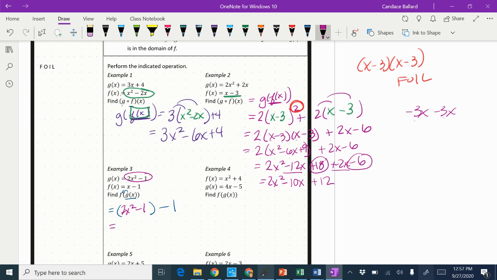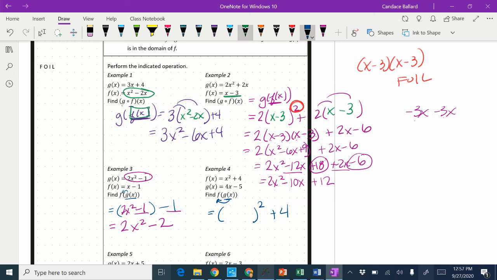I really don't need my parentheses. I could combine like terms. So I've got 2x squared, negative 1 and negative 1 would be negative 2. So that one was a lot simpler than the last few. All right, I've got my g, and it says I'm supposed to substitute into f, so I'm going to write my f function first. So I always write my outer function first. So I've got parentheses squared plus 4.